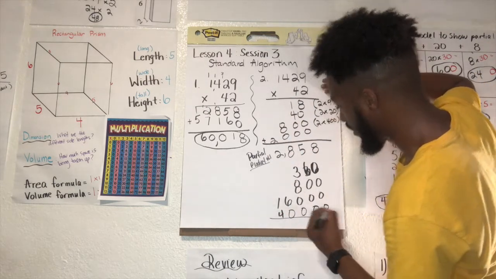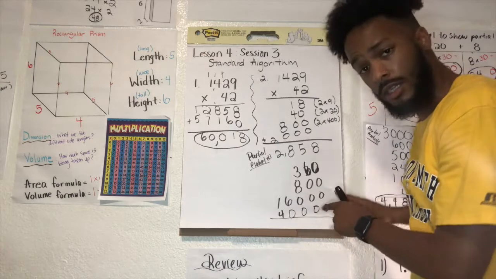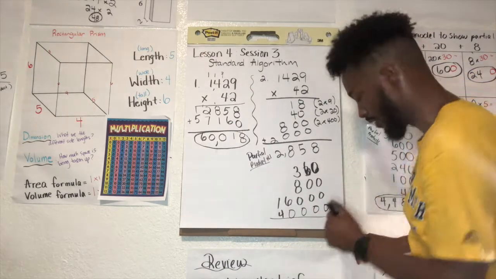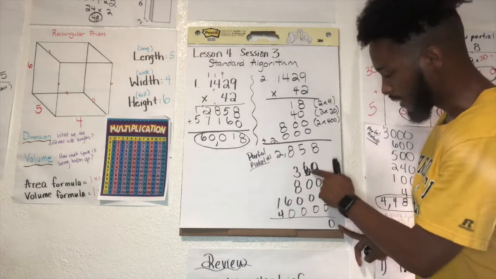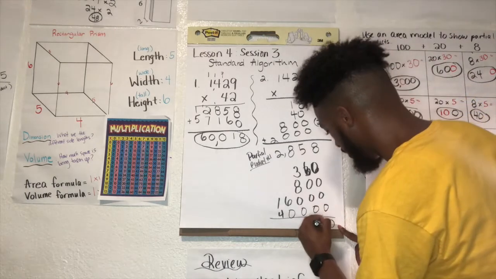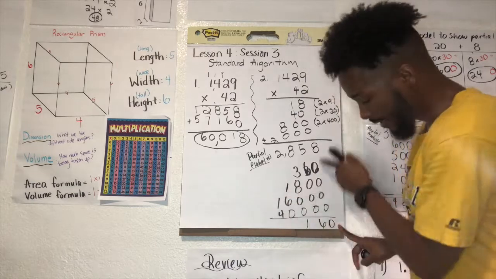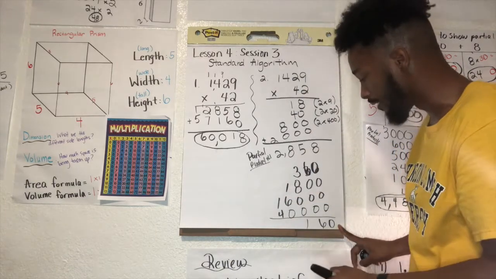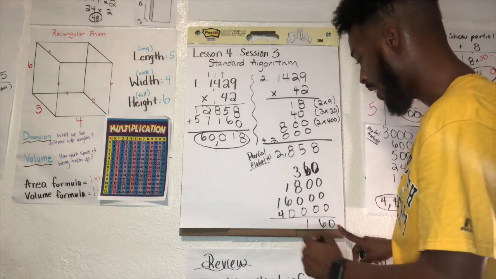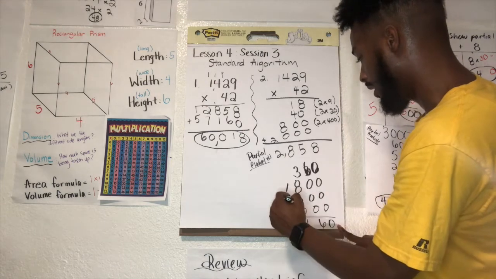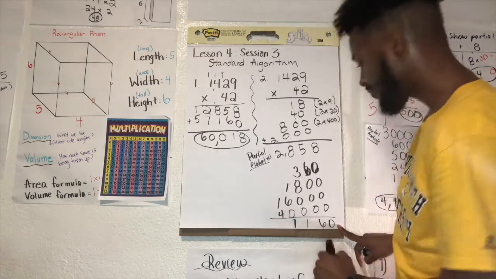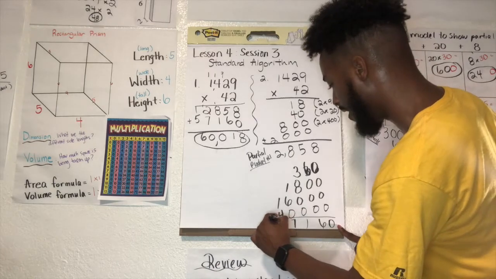I'm going to add all this up. I hope I got enough space, guys. 0 plus 0 plus 0 plus 0 is 0. 6 plus 0 plus 0 plus 0 is 6. 3 plus 8 is 11. It's important that I keep it lined up in the appropriate column so that I add up the right numbers. And then 6 plus 1 is 7. And then 4 plus 1 is 5.